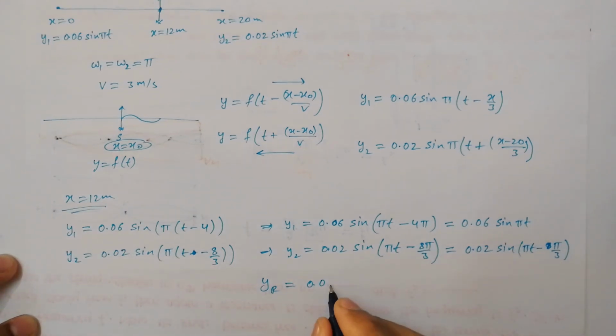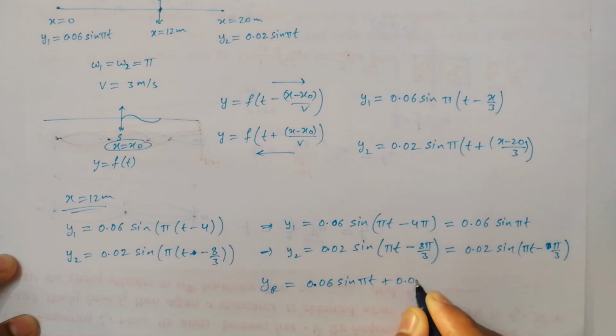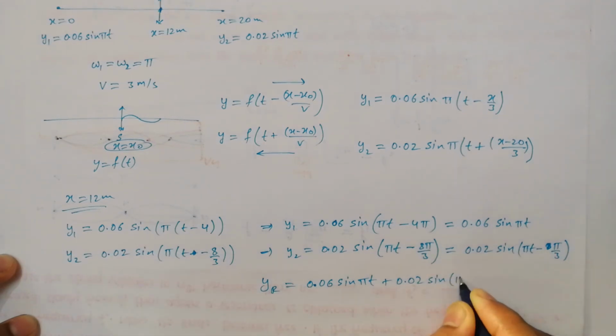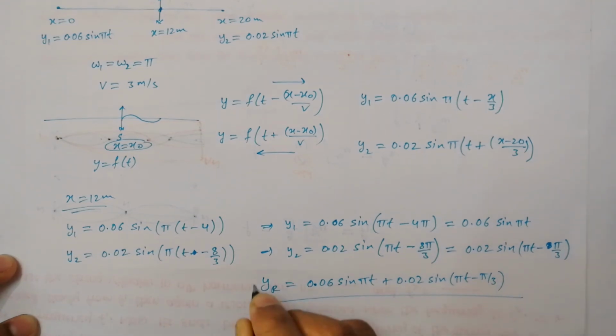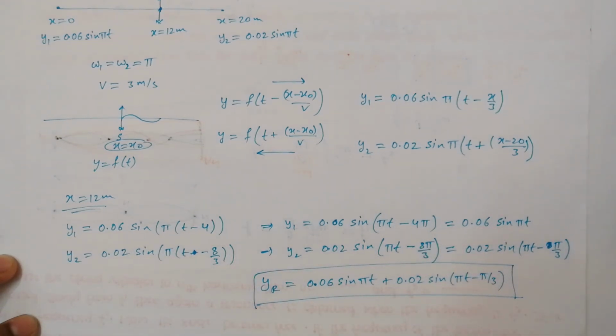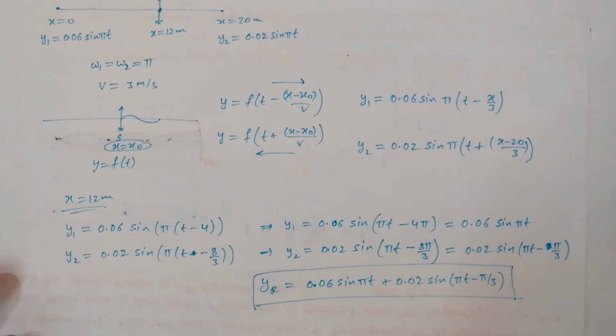So now the resultant displacement will be 0.06 sine pi t plus 0.02 sine pi t minus pi by 3. So this is the expression, and you can even further expand this one using sin a minus b as sin a cos b minus cos a sin b.